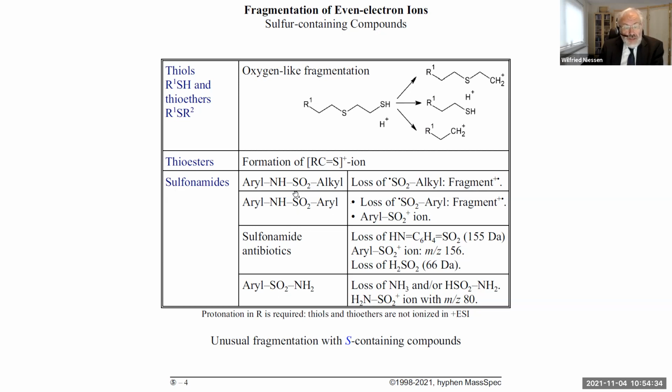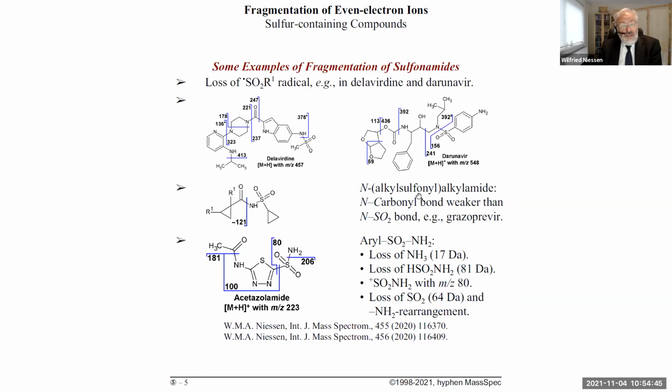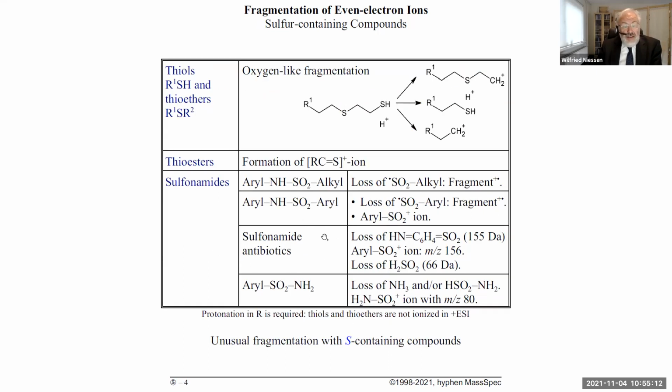But now you can also have charge retention at this side, so you get the aryl SO2+. And we will see some examples of that in this particular page, where we look at some compounds. There are some antiviral drugs, there are some anti-epileptic drugs, where you see these typical characteristics, where we have losses of the alkyl as a radical here, as a radical here, and similar features like that.